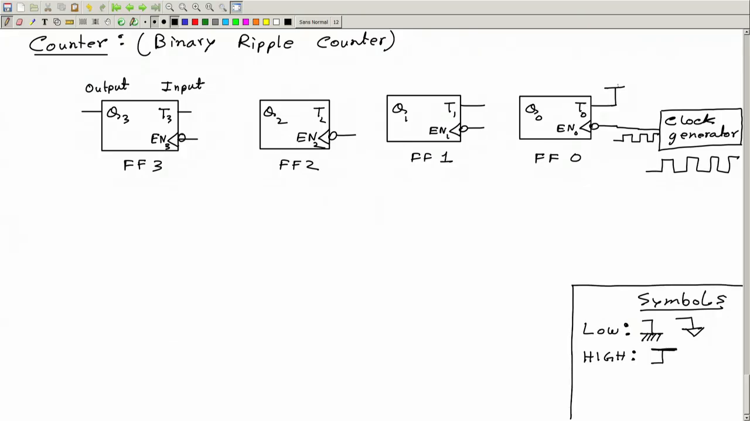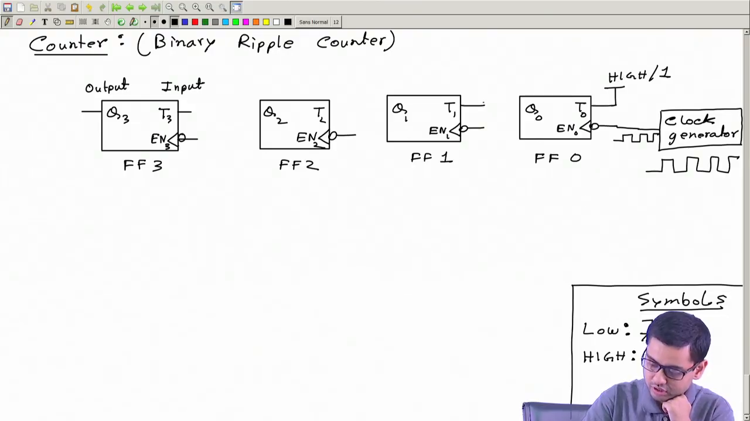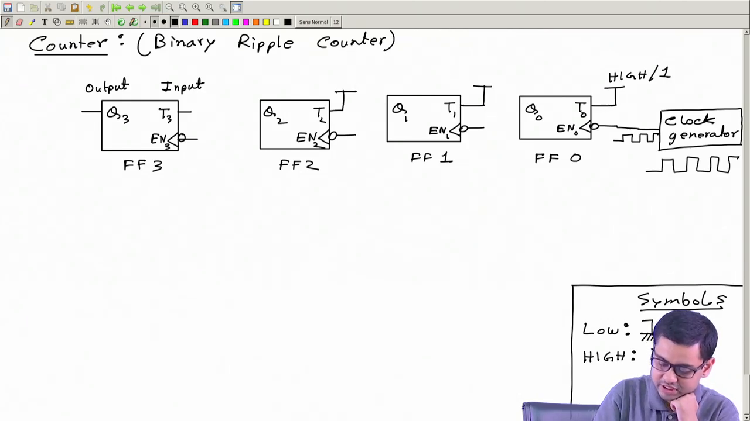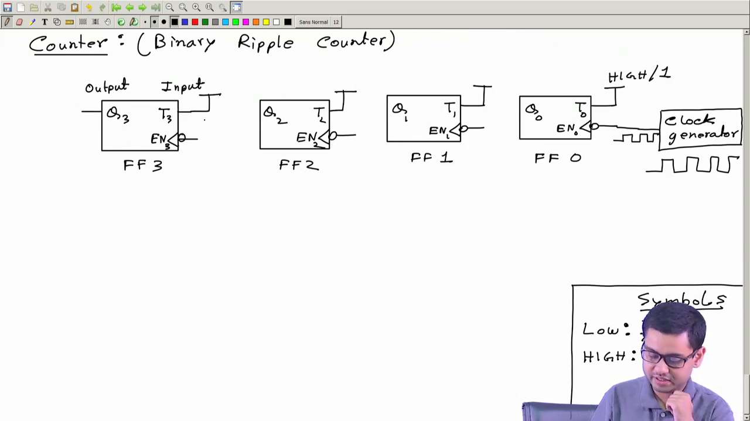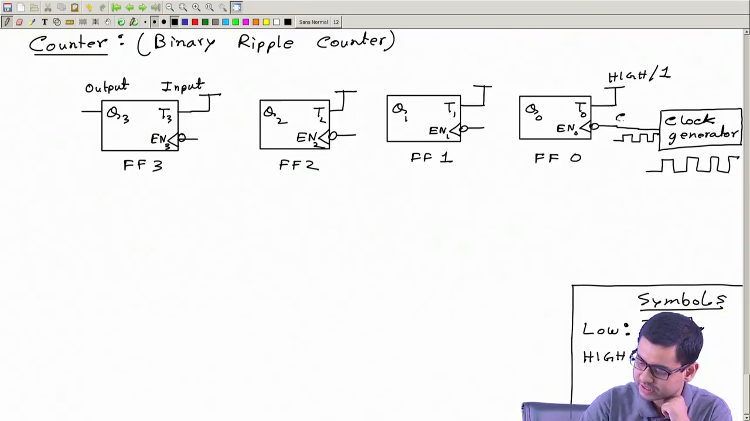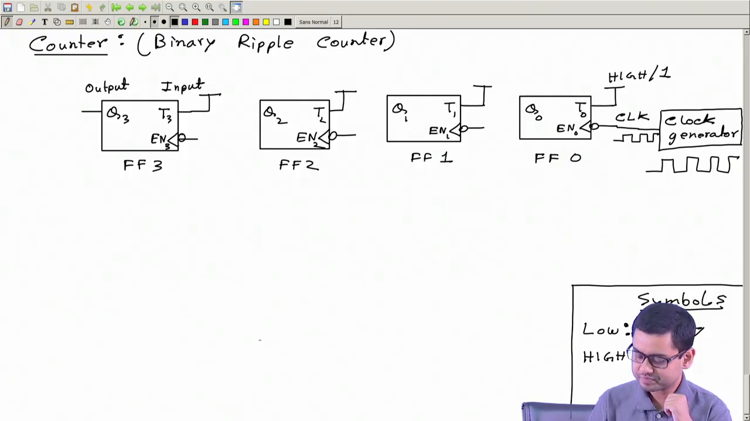Okay, so this is connected to logic high or 1. So this is 1 continuously. Similarly, this also I will connect to logic 1. This also to logic 1. These are all connected to logic 1 permanently. So these T inputs are on always. Now what happens? This clock pulse is coming. So let's call this signal CLK, clock.